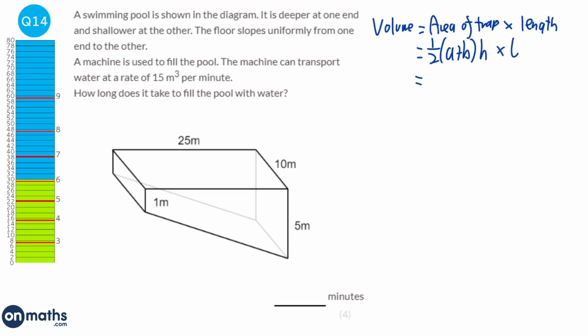Now A and B are the 2 parallel sides, which will be this one and this one. And then the H is the perpendicular line that hits both of them at 90 degrees, which is what perpendicular means, between the bases. So this will be the 25 meters here. So it's going to be half, and then we're going to add 1 and 5, times that by 25. The length is how 3D it is, so it would be that 10 there. So we're going to times that by 10. And that will give us 750. So it's 750 meters cubed.